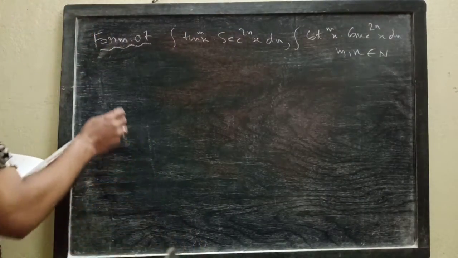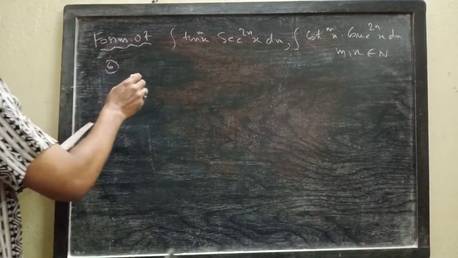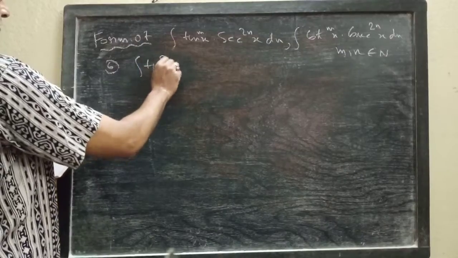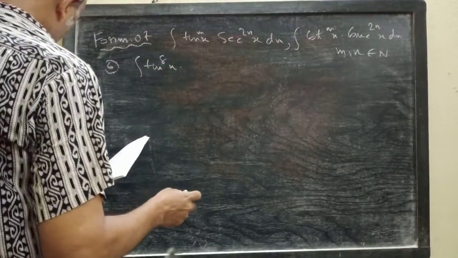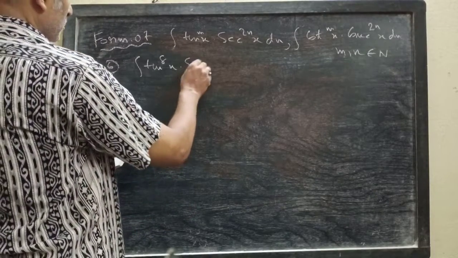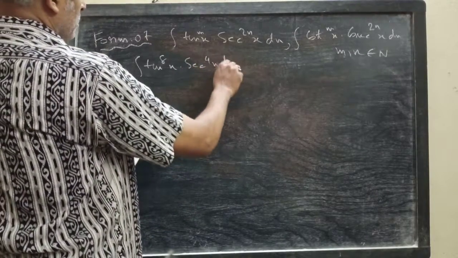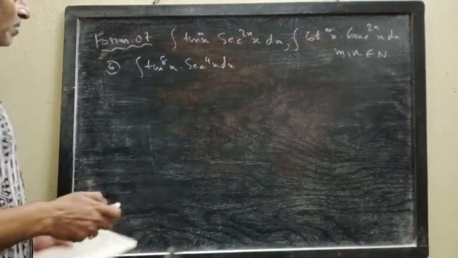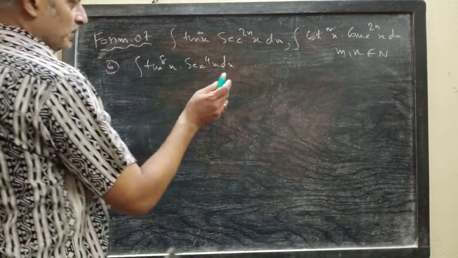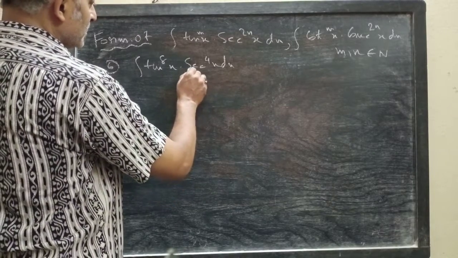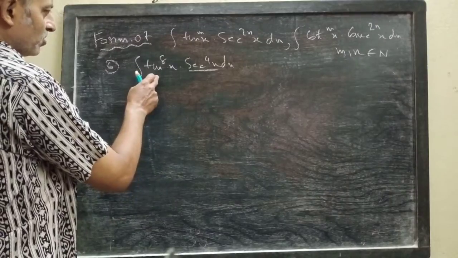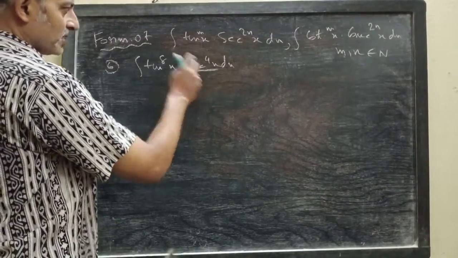Number 6. Integration of tan to the power 8x into sec to the power 4x. I am keeping this as your homework. Like previous cases, split this sec to the power 4x into sec square x into sec square x. So you will get tan to the power 8x into 1 plus tan square x into sec square x dx.